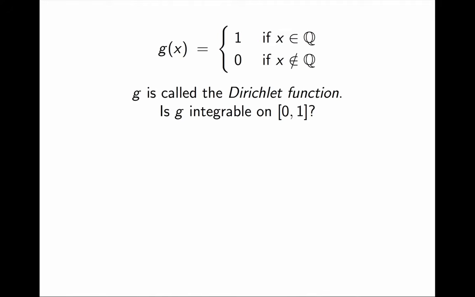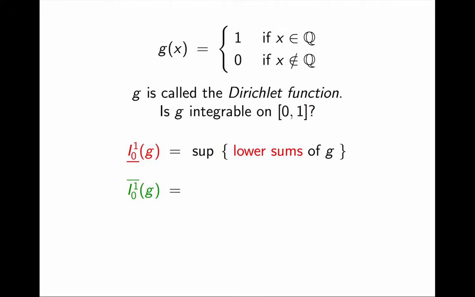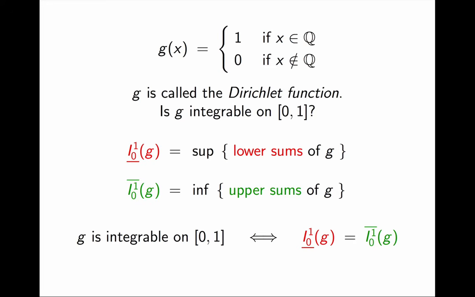I will use the definition of integral. This means I will calculate the lower integral as the supremum of all the lower sums, and the upper integral as the infimum of all the upper sums. These upper and lower sums will be taken with respect to partitions of the interval 0, 1. And the function g is integrable on 0, 1 if and only if these two quantities are equal.